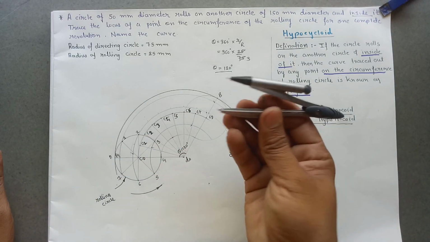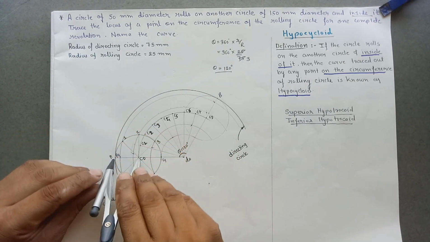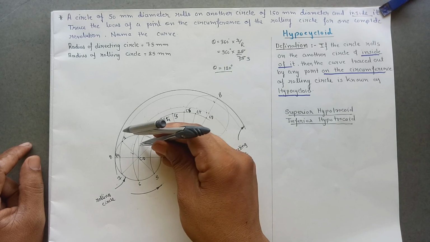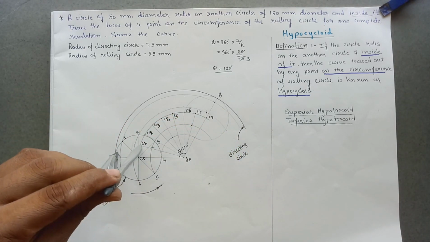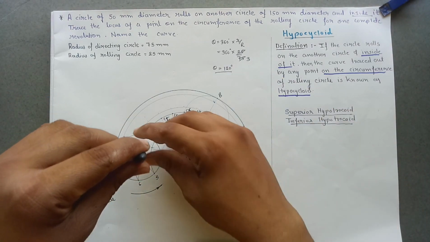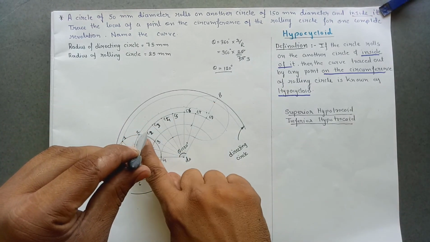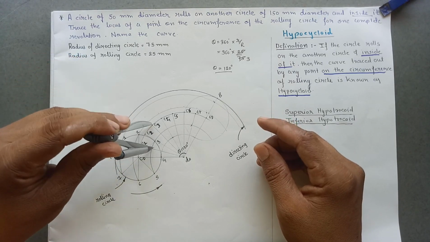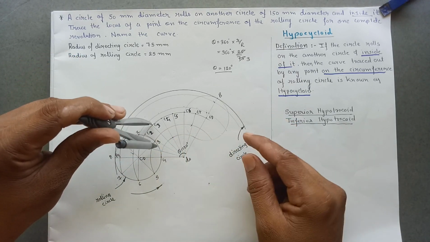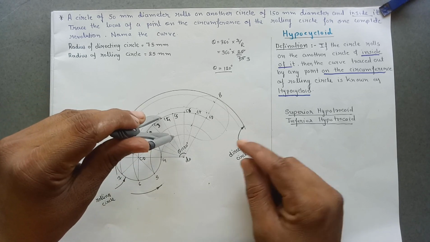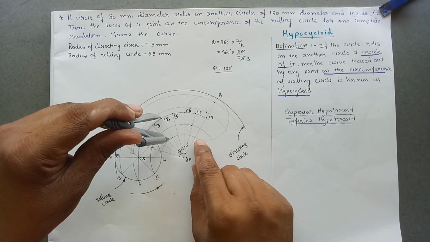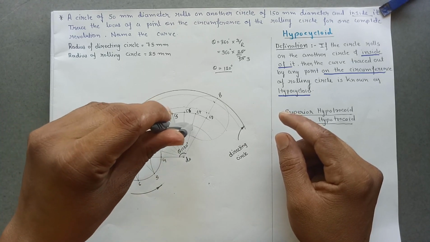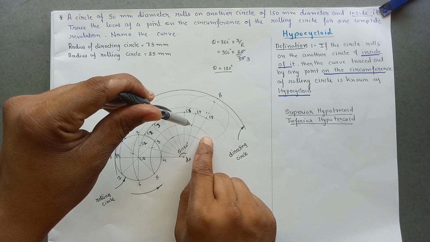After drawing this arc, measure the radius of the rolling circle. Put your rounder on C1, give an arc on the arc passing from the first point of the circle. C2, give an arc on the arc passing from the second point of the circle. C3, give an arc on the arc passing from the third point. C4, the fourth point. Put a rounder on C5, give an arc on the arc passing from the fifth point of the circle.